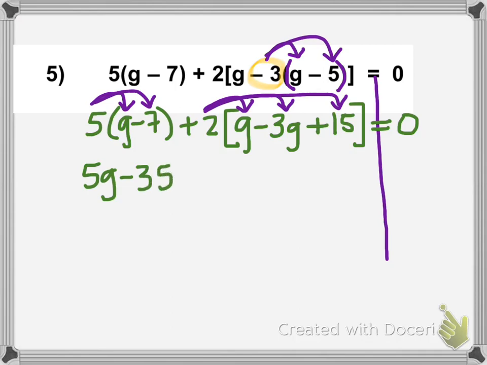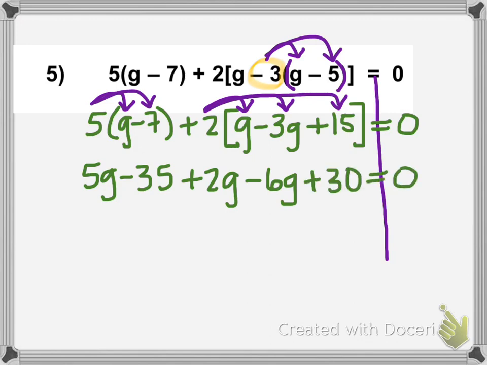Next set of parentheses. 2 times g is positive 2g. 2 times negative 3g is negative 6g. And 2 times 15 is positive 30. So now we're on to step 2, which says combine like terms. Let's go ahead and look at all of our variable terms. We've got a positive 5g, a positive 2g, and a negative 6g.